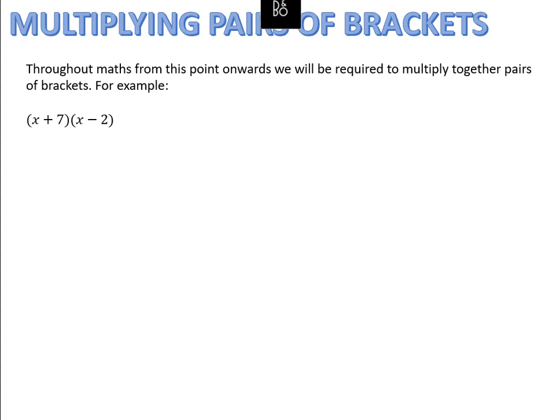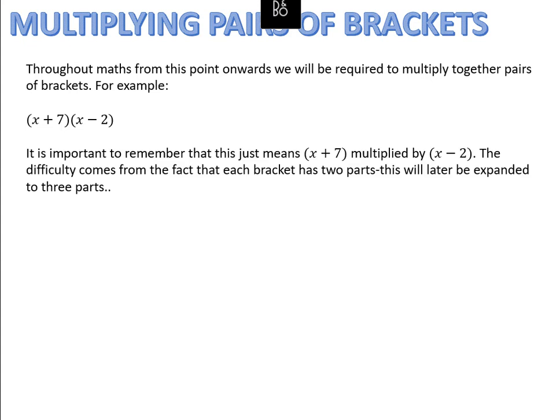Obviously, if things are side by side, same way if we have 2a, it just means 2 times a. If we have a bracket alongside another bracket, then it just means those two brackets multiplied together. So what we're doing here is x plus 7 multiplied by x minus 2. Right? It's important to remember that. And throughout all this, what you are doing is you are multiplying. Okay, so we just want to find a simple way of taking one bracket and multiplying it by the other.